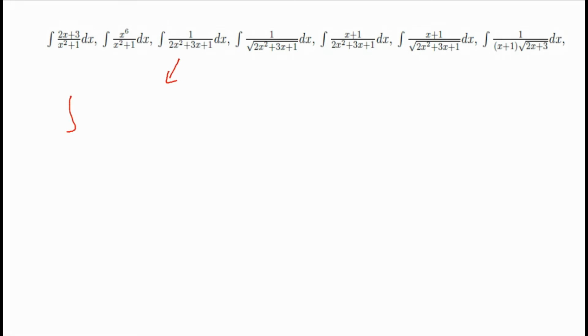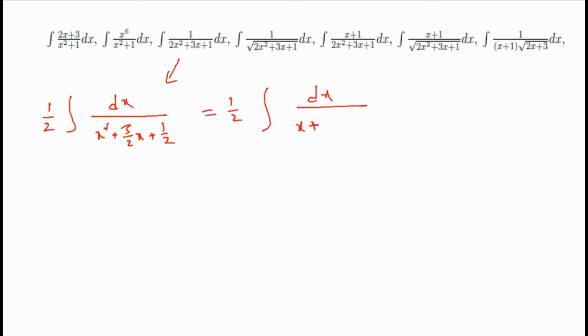For the third problem, we will just try to adjust this part. So integration dx, first we will take common 1 by 2 and we will have x square plus 3 by 2x plus 1 by 2, equal to 1 by 2 integration dx by x plus 3 by 4 whole square. Because if you take the whole square of that one, then you will get x square plus 2 into 3 by 4, that means 3 by 2x, plus half will be there minus 9 by 16.